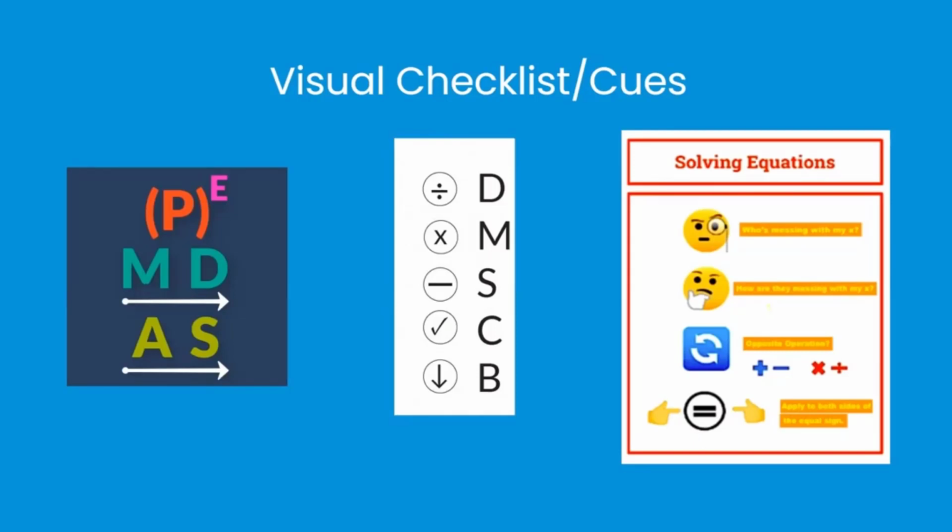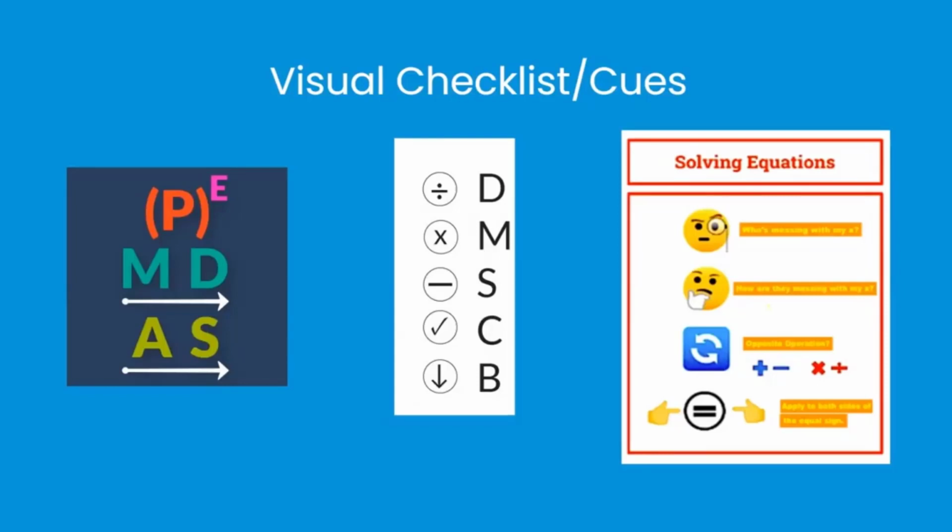And then the third image that you see here, this is for our older students solving equations. We use the phrase like, who's messing with my ex? And middle schoolers, oh goodness, they love this. They think it's hilarious. So that's the first question. Who's messing with my ex? That helps them focus on the right part of the problem. And then they have to ask themselves, well, how are they messing with my ex? We're identifying what operation is happening here. Then we do the opposite operation, and there's a cue you can see here, plus and minus, multiply and divide. And then they have to apply it to both sides.